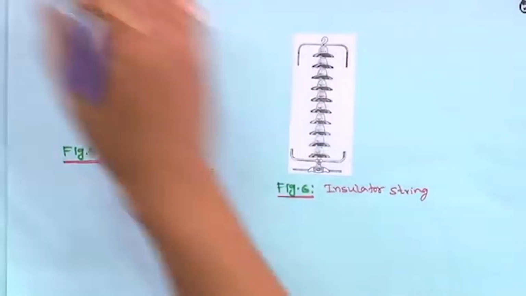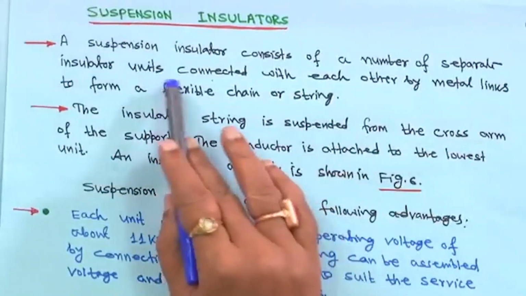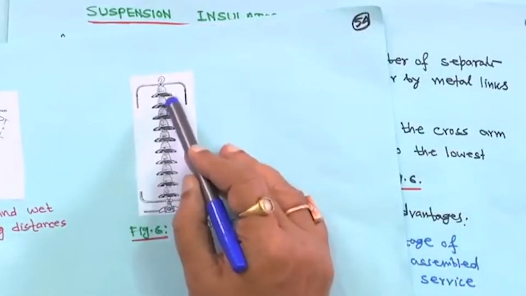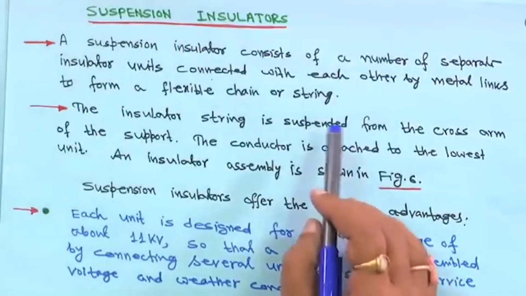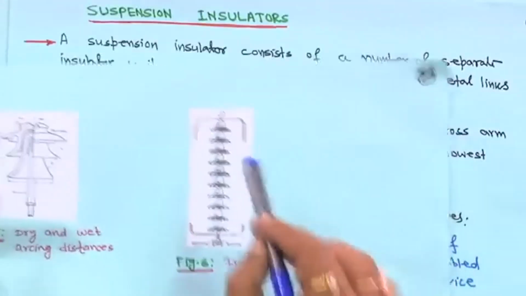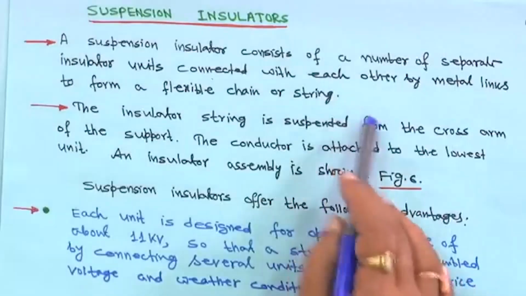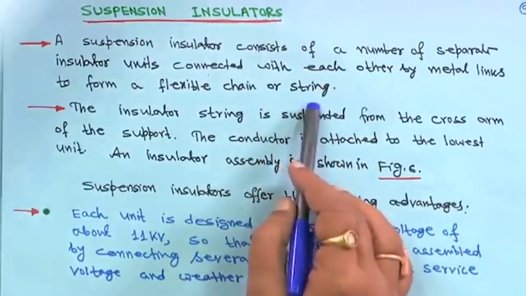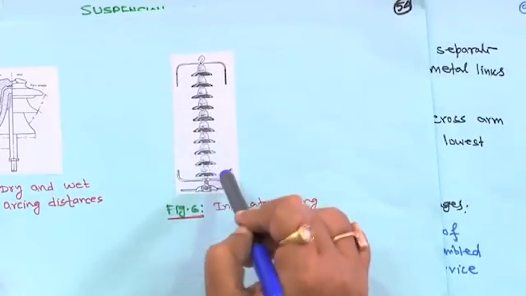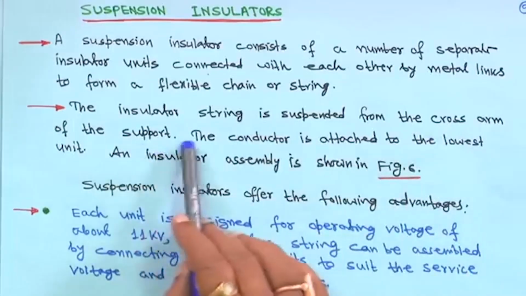Now we will come to the suspension insulator. This suspension insulator consists of a number of separate insulator units. Each one is a separate insulator unit, connected with each other by metal links to form a flexible chain or string. They are all connected with a metal link with each other, so it becomes a flexible chain or string, and the insulator string is suspended from the cross arm of the support.